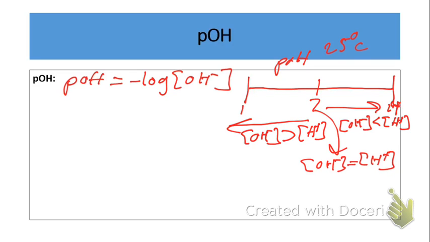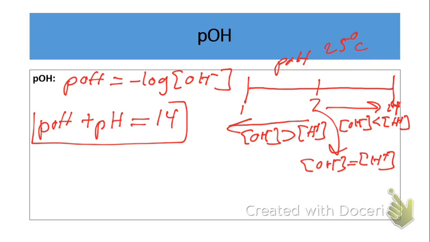Now, why is this so nifty? Well, it turns out that there's a relationship between pOH and pH. If you take the pOH and you add it to the pH, you get a value of 14 every time because of the log base 10 scale. So you can use this equation right here. In fact, this is an equation you should memorize, because it makes your pH calculations and pOH calculations super fast.